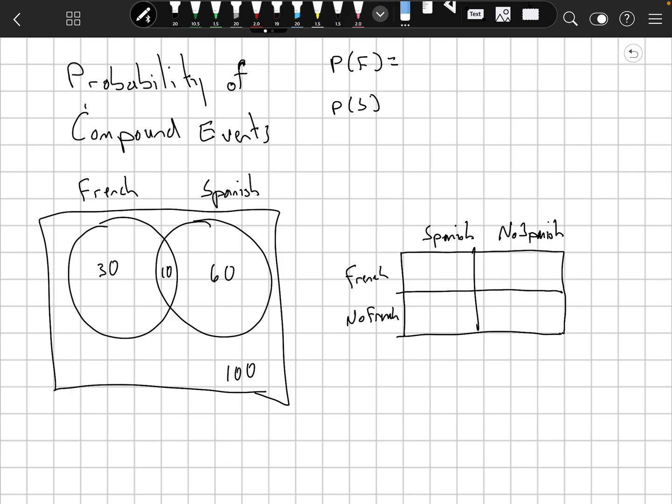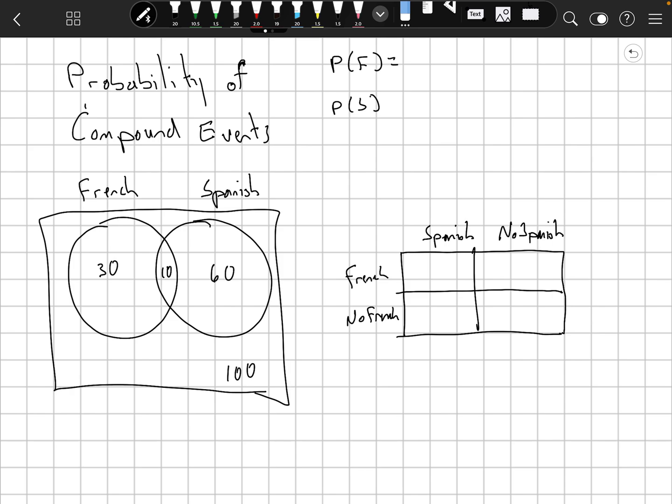200 people were surveyed, and the results are given in this Venn diagram. The question was, do you belong to the French club? Do you belong to the Spanish club? And they could check mark both of those, or one of those, or neither of those. So that's kind of how that works.